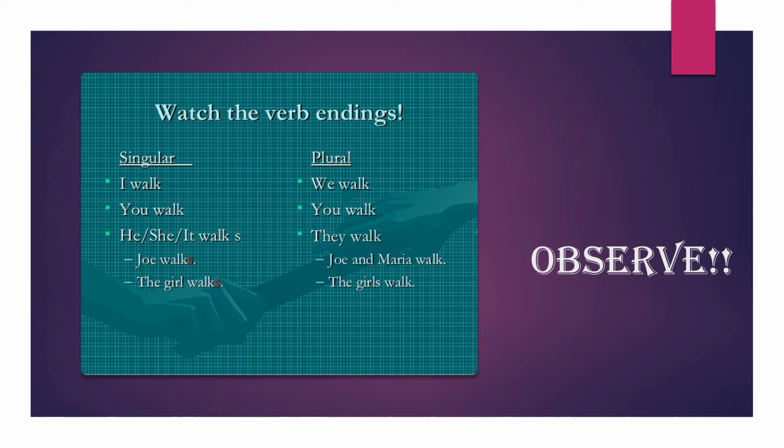So, when we talk of a singular subject like Joe and the girl, we will be talking of a singular verb which is walks. And when we talk of plural, Joe and Maria now become two. Therefore, we are talking of two people. So it will be a plural verb. Therefore, it will be walk and not walks.